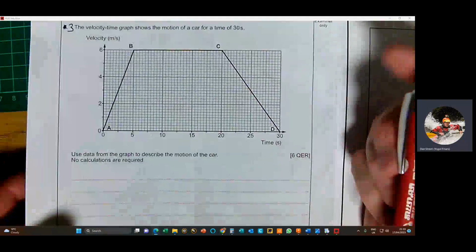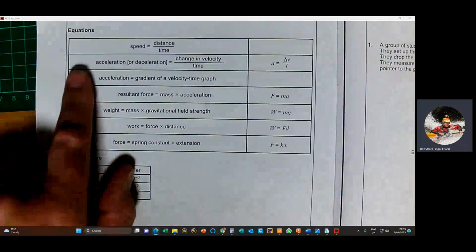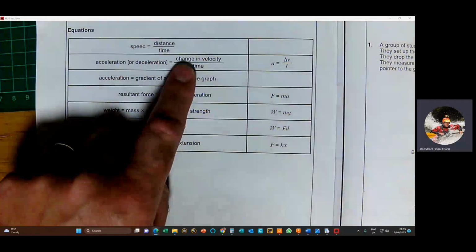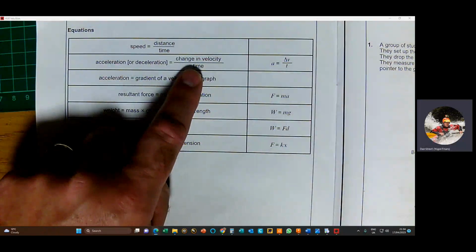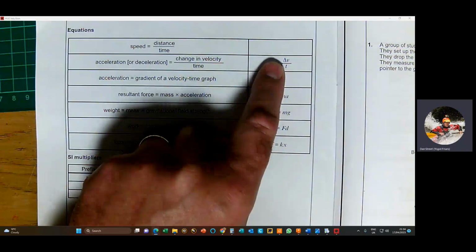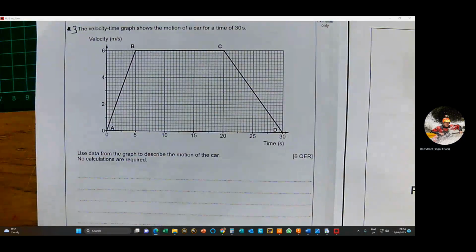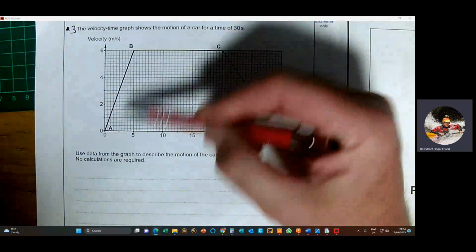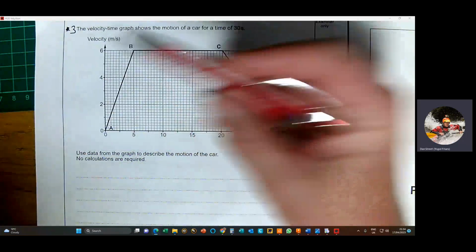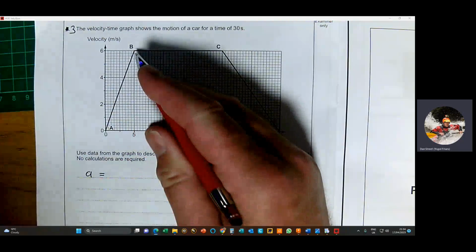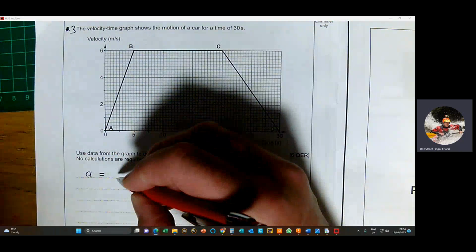And in case we're not sure how to do that, we can turn back to our front page and we can see that acceleration is the change in velocity divided by time, or delta V. Delta means change, V means velocity, divided by time. So if we turn back to our graph, we can see that the velocity changes from 0 to 6. So if we put that into our equation, A is 6 take away 0, because it started at 0 and ended up at 6, and 6 take away 0 is of course 6, and that takes 5 seconds.